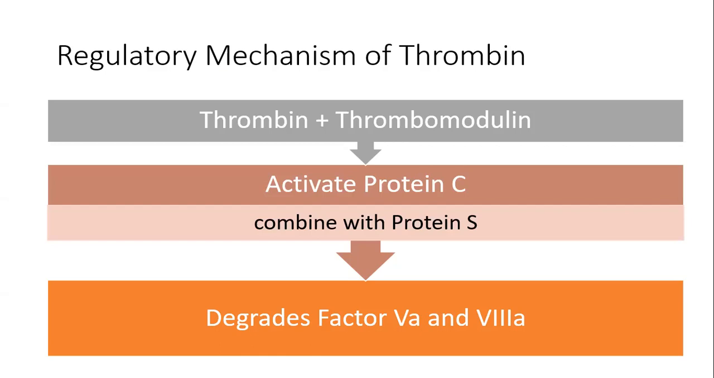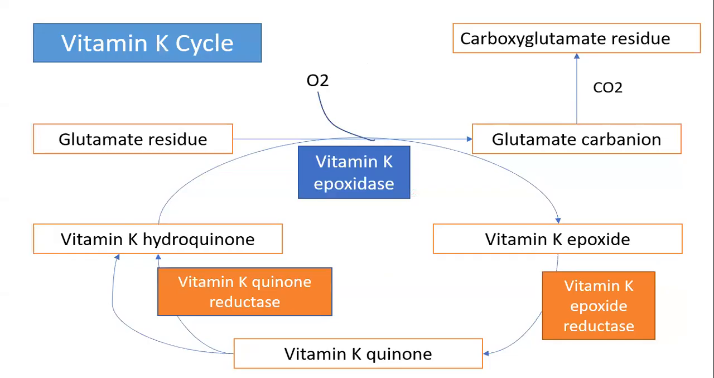So this is the regulatory mechanism of thrombin. No? You have your thrombin associating with thrombomodulin. When they form complex, it would activate your protein C and protein S. Okay, so protein C and protein S, as I mentioned a while ago, are anticoagulant. No? Anticoagulant. When this anticoagulant is activated, they would degrade clotting factor 5 and clotting factor 8A, inhibiting now your coagulation cascade.